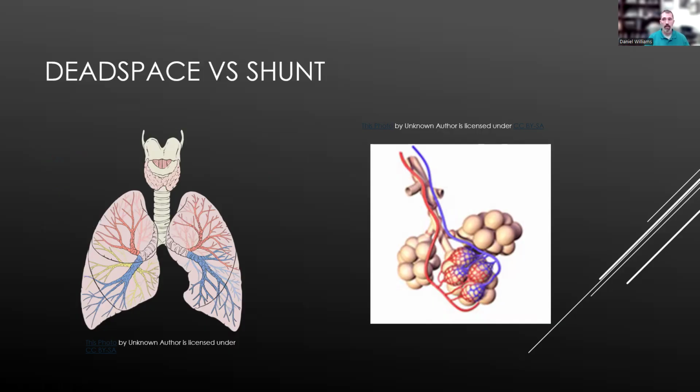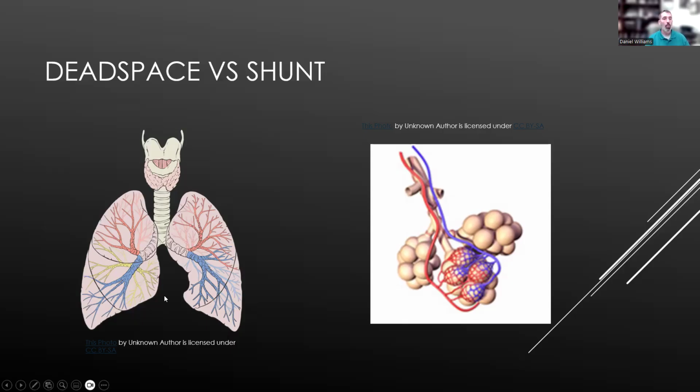So dead space is ventilation without perfusion. Dead space is ventilation without perfusion. Shunt is perfusion without ventilation. So when you begin to think about your pathophysiologic states and things of that nature, it helps to understand what dead space is and what constitutes a dead space unit versus what constitutes something that would cause shunt to occur.